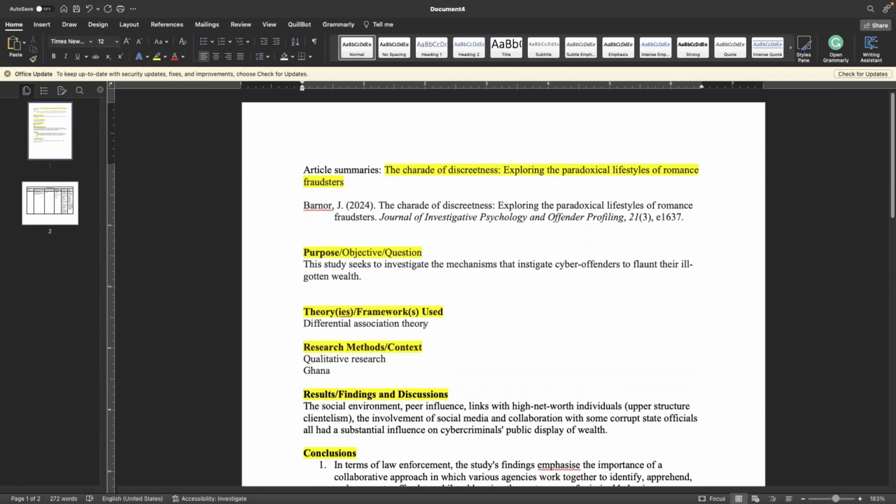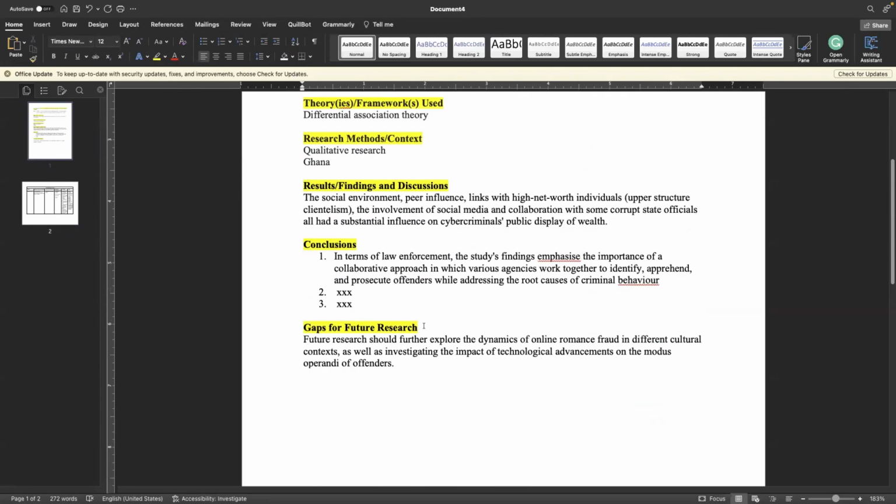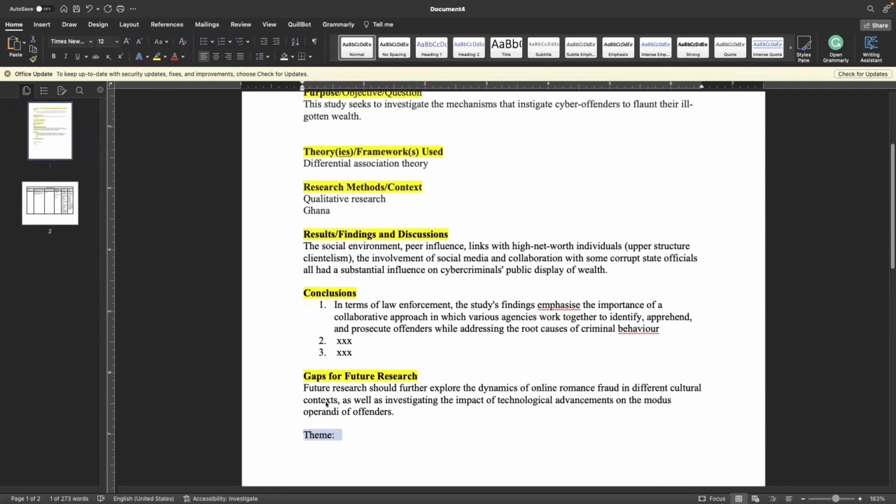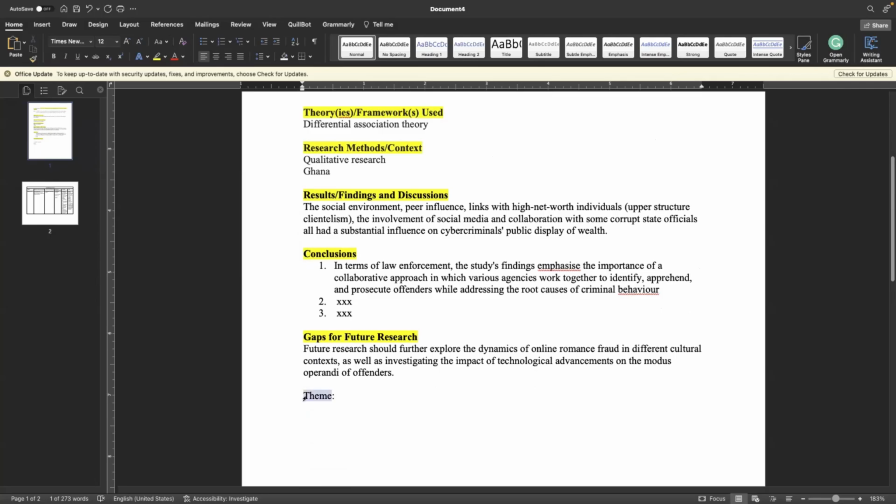So you have read the paper, and after the gaps, I'm trying to say that there are certain things in the paper that are not in the structure that we are giving you, which will be very important in your writing too. For example, whilst I was doing the table, I remember that there's something called theme. I could add a theme to it. The theme on this would be the paradox of romance scams, because when you read the paper carefully, there's something about paradoxical behaviors in there. So, paradox of romance scams.